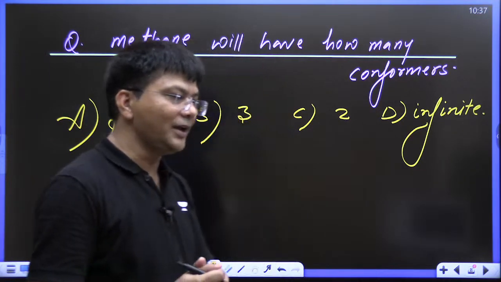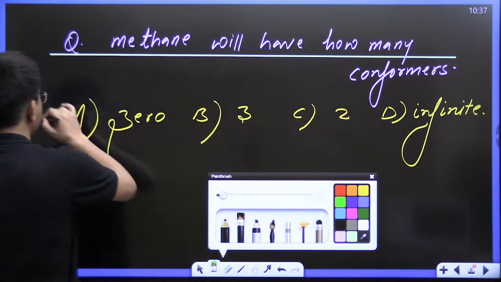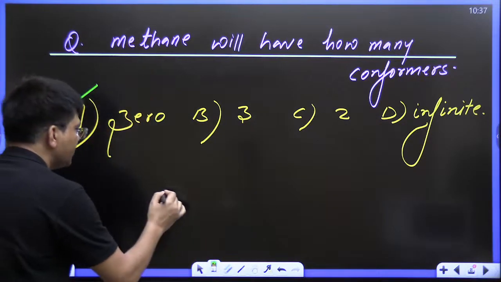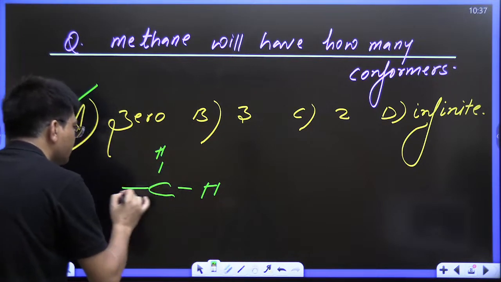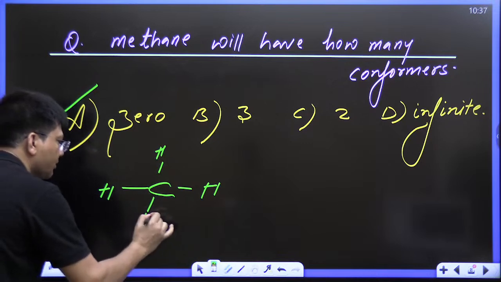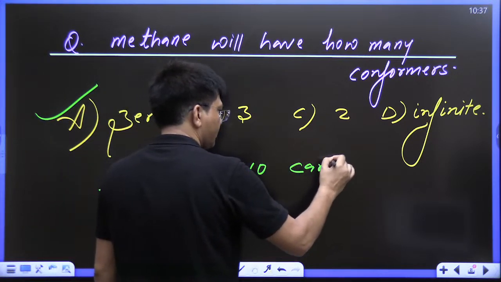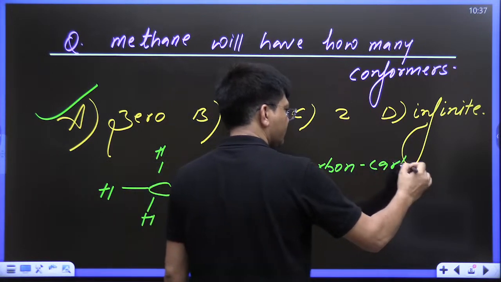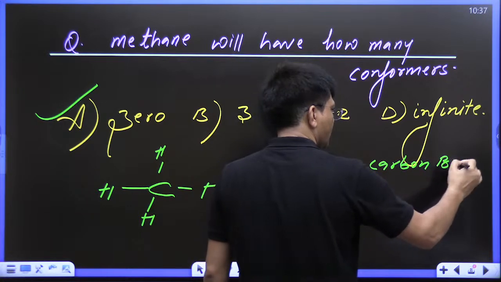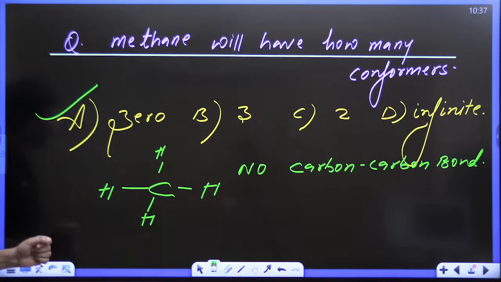Wow, you are really awesome, kids. Answer is absolutely correct, 0. Because in methane, there is no carbon-carbon bond. There is no carbon-carbon bond. Fantastic. So you got success in the first question.